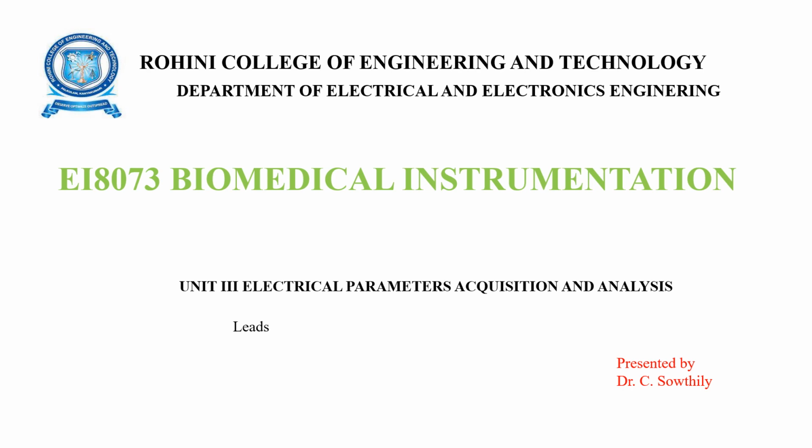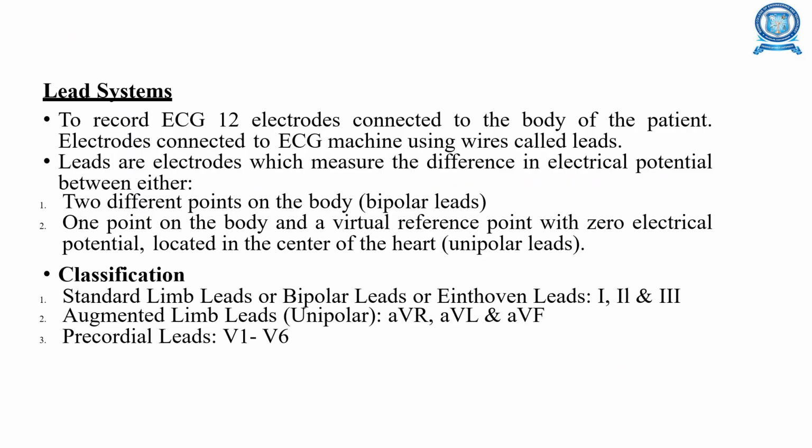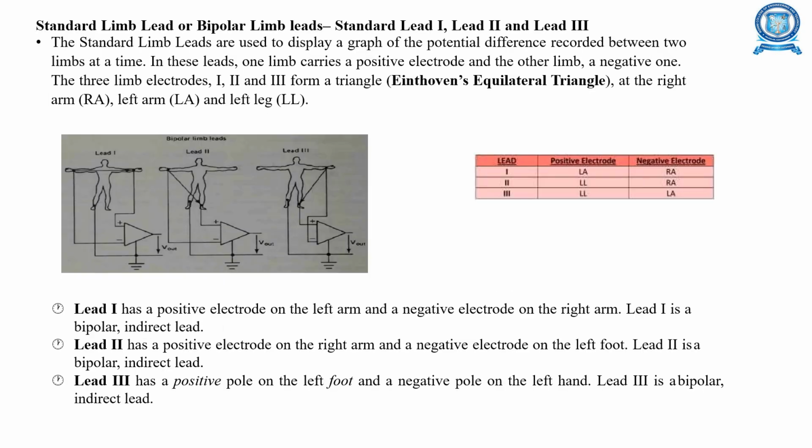So here we'll discuss lead systems. To record ECG, 12 electrodes are connected to the body of the patient. The leads are electrodes which measure the difference in electric potential between either two different points of the body, or one point on the body and a virtual reference point with zero electrical potential. The classification is standard limb leads, augmented limb leads, and precordial leads.